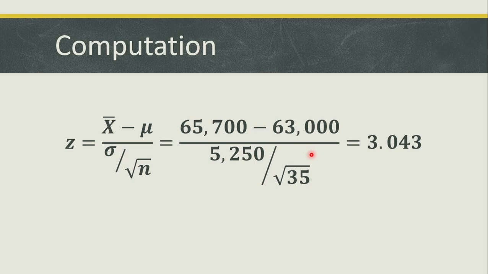Okay. Naka 3 decimal place siya, mga anak, kasi yung critical value natin sa table, naka 3 decimal place din. So, we will be following that. Kasi sila po yung i-compare natin. The critical value and then itong Z. Understand?